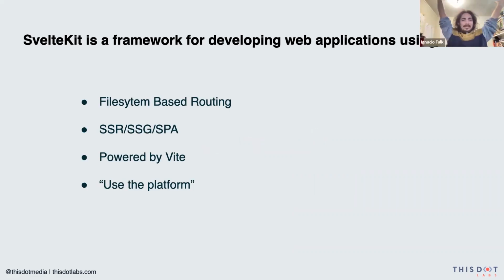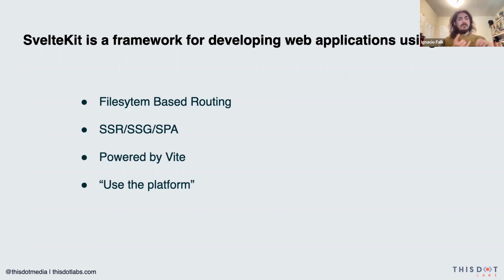So what's SvelteKit? SvelteKit is a framework for developing web applications using Svelte. It lets you control how your front end and your back end work, and gives you power to deliver applications using server-side rendering, or you can do static site generation. And if you want, you can even build an SPA with it. The default behavior is server-side rendering.